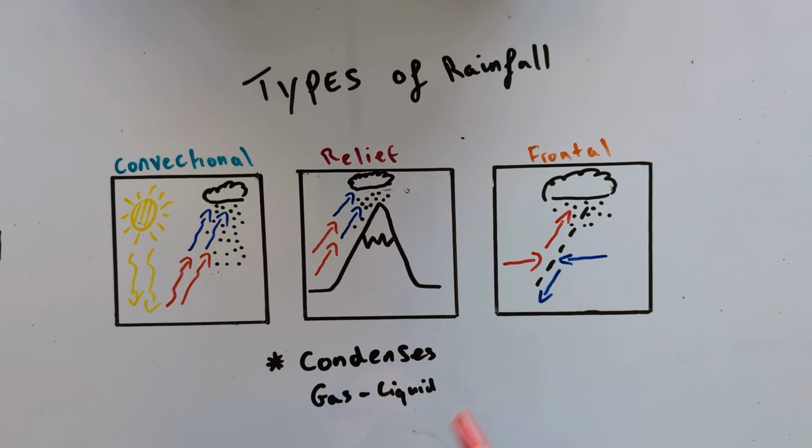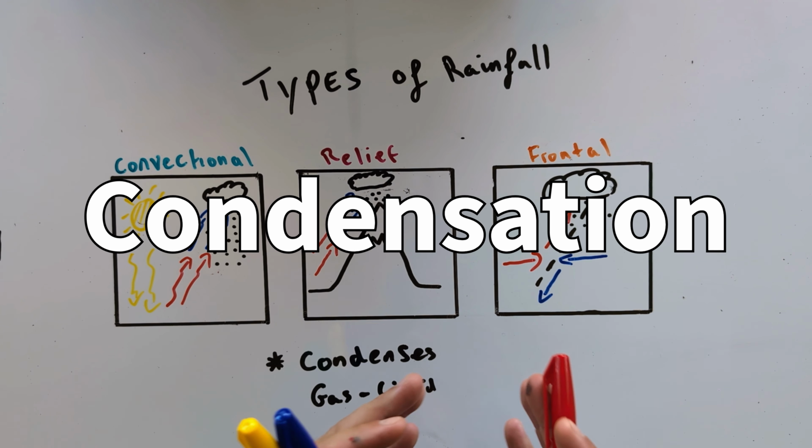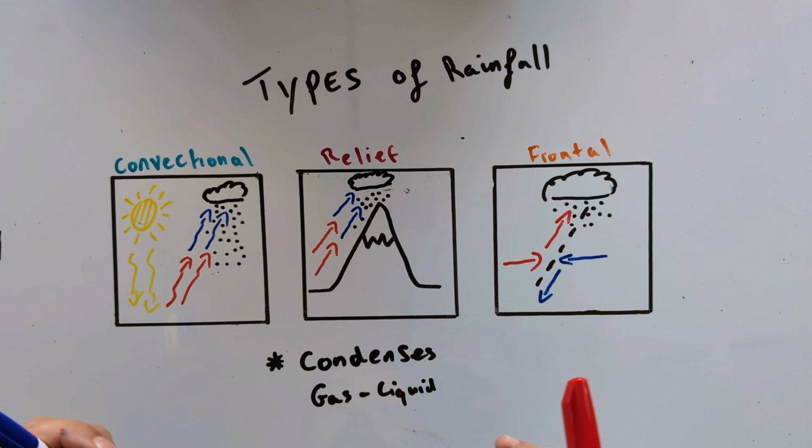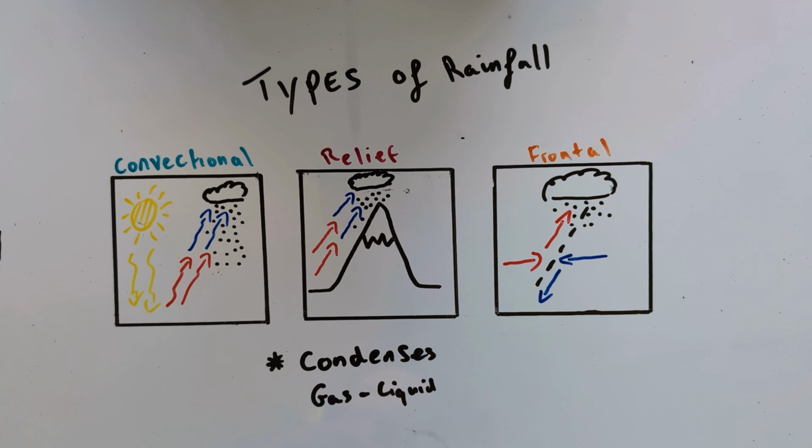And we'll get into more detail on all three of them, but before we do, we need to understand what this word condense means, or condenses. This is when water turns from a gas into a liquid. It's the opposite of evaporation. We know evaporation happens when you heat water up. This is when you cool water down.